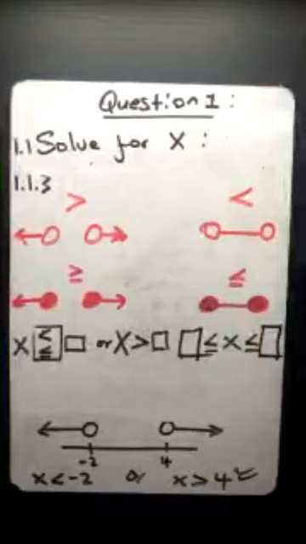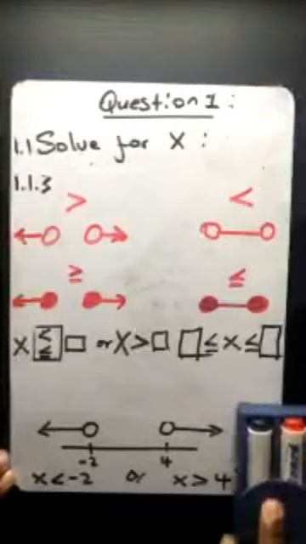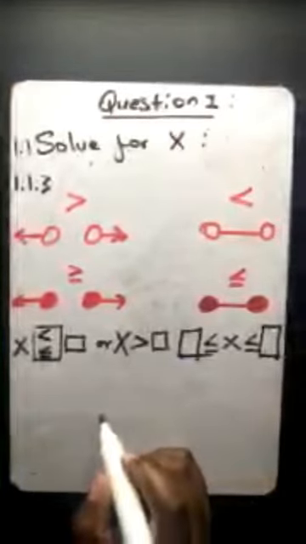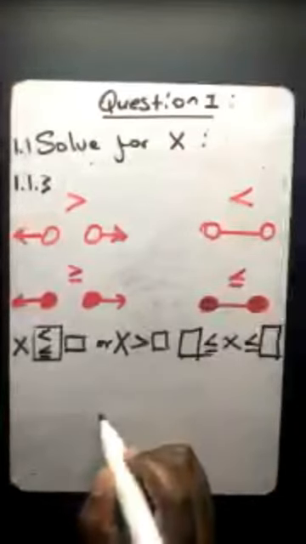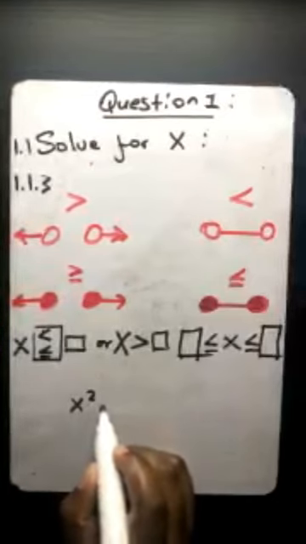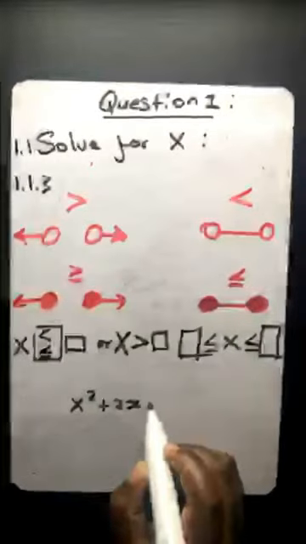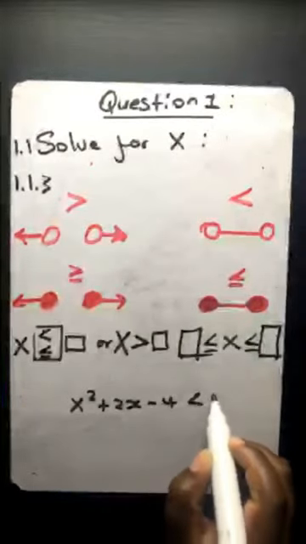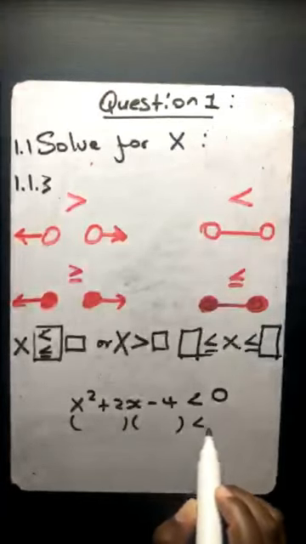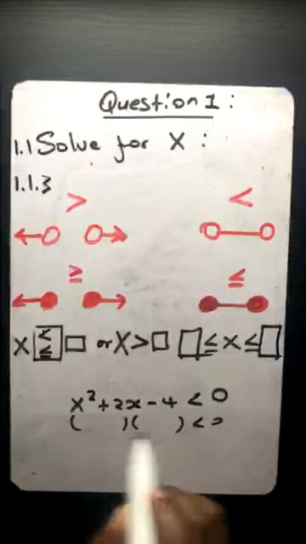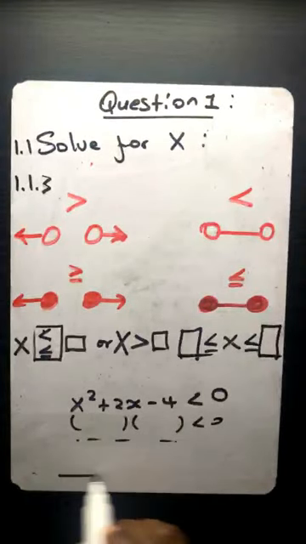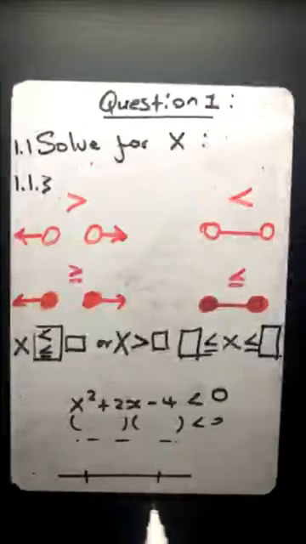And let's say, to be more practical, let me give some problems there. Let's say we end up having x squared plus 2x minus 4. Maybe let's say it's less than whatever there. Then you do the critical values. You get the factors, you get the critical values. So now here you are having your critical values.